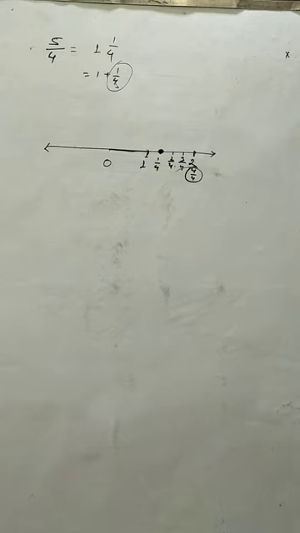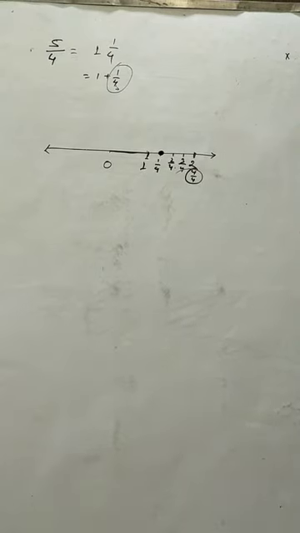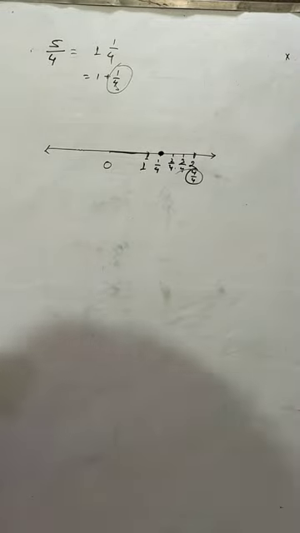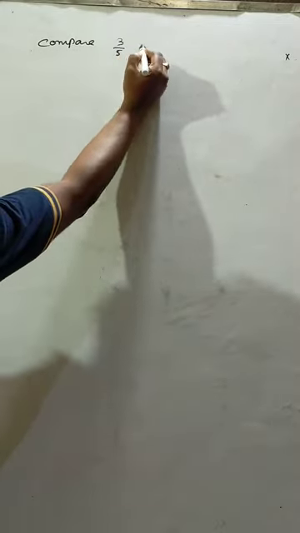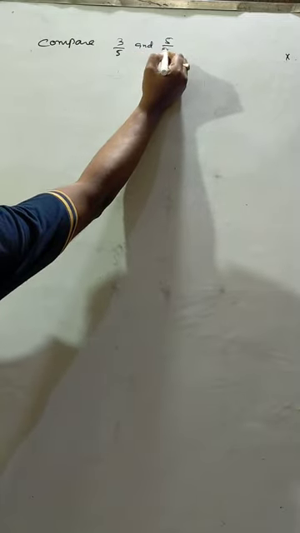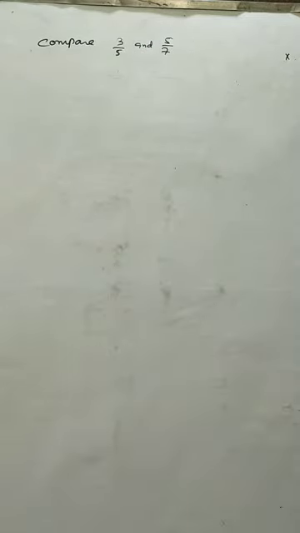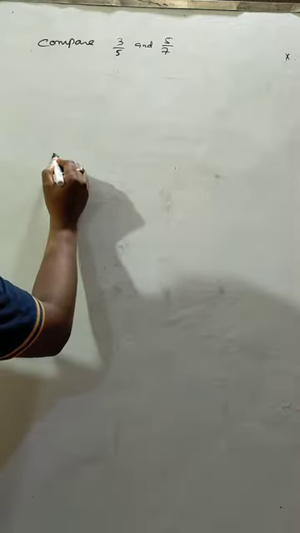Students, you solve the questions. Now, question number 2: use separate number lines to compare. So, using a number line, how will we compare? Compare 3 by 5 and 5 by 7 using a number line. So for that, first of all, we have to draw the number line.